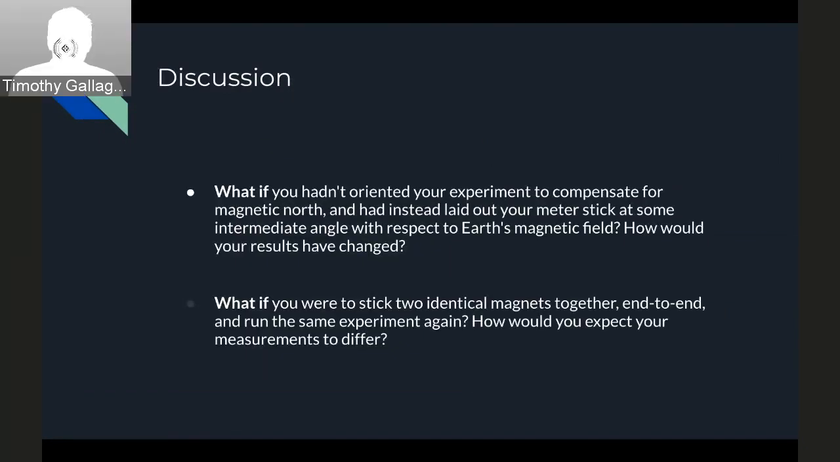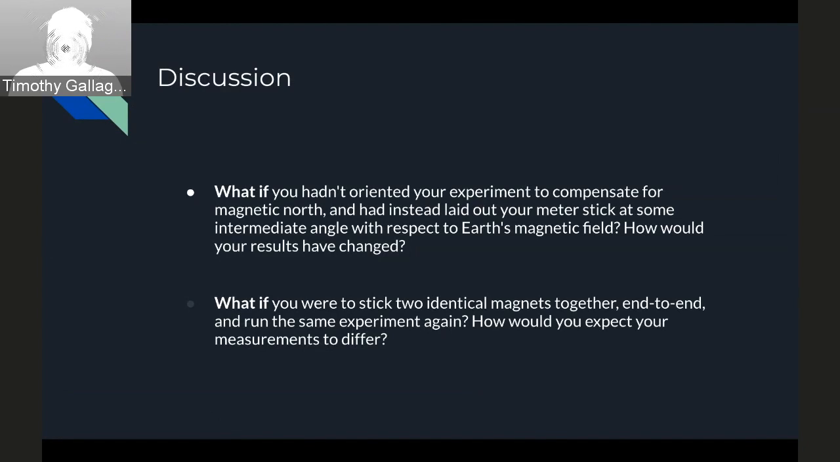For discussion, what if you hadn't orientated your experiment to compensate for magnetic north and instead laid out your meter stick at some intermediate angle with respect to Earth's magnetic field? How would the results have changed? Without orientating for magnetic north, our initial x value would not have been 0. So calculations would have therefore included the Earth's magnetic field and the field from the bar magnet. So you would have to do net magnetic field, and our results would have been less accurate.